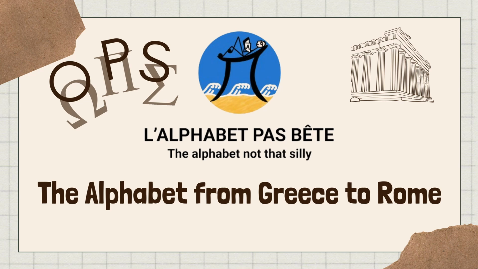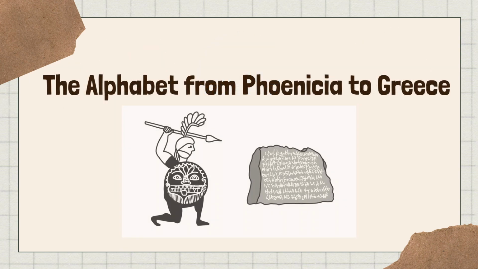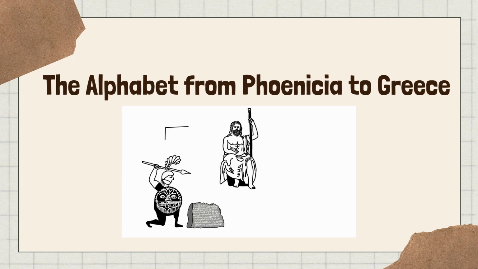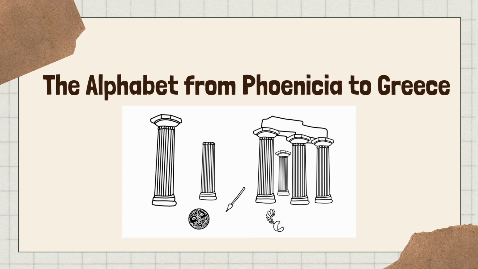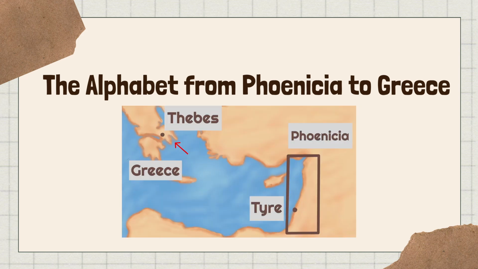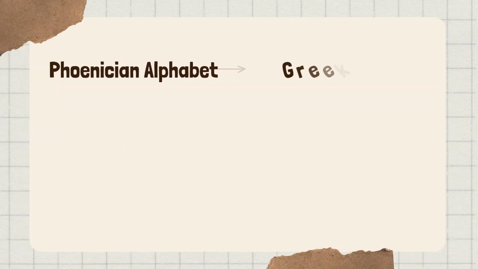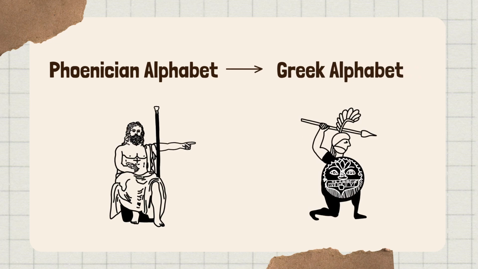Hello everyone, and welcome to the second video in the series The Alphabet Not That Silly, which delves into the origin and evolution of the letters we know today. In the first video, The Alphabet from Phoenicia to Greece, which I recommend you watch before this one by clicking on the card appearing in the top right corner, we discovered that, according to the legend, the Phoenician alphabet evolved into the Greek one by being passed down through Cadmus, son of the king of Tyre.